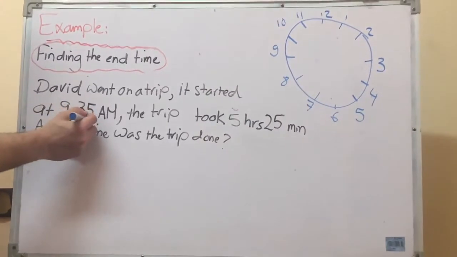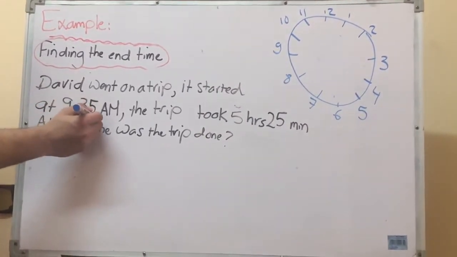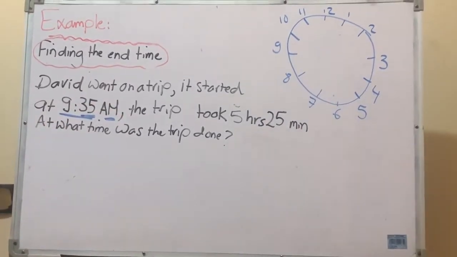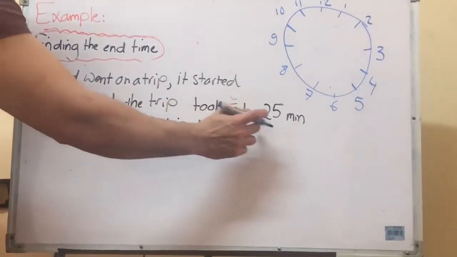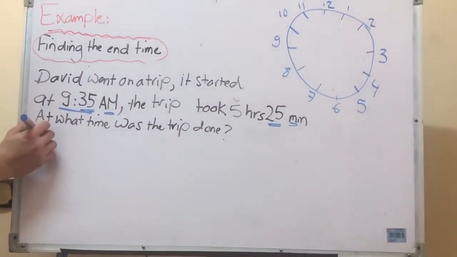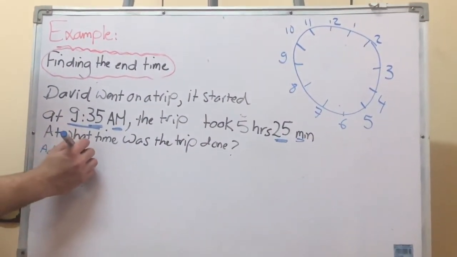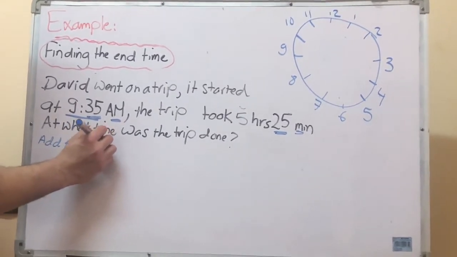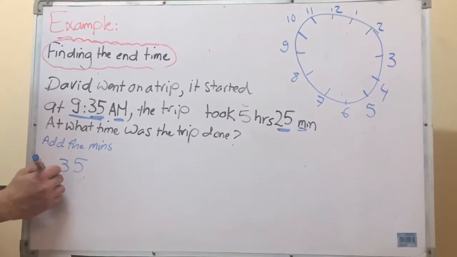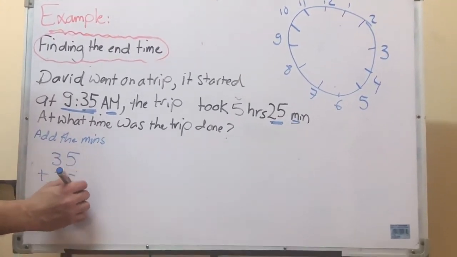So, I'm going to take a look at the beginning time. Here, I have 35 in the minutes section, and it's already in the morning. The trip took 5 hours and 25 minutes. Here I have 25 minutes. Okay, add the minutes first. So it's 35 plus 25.